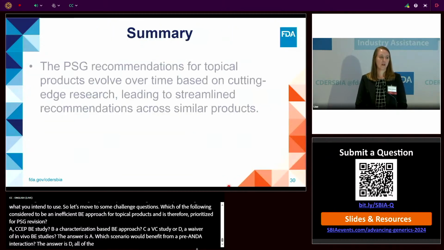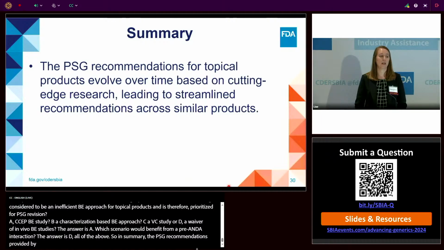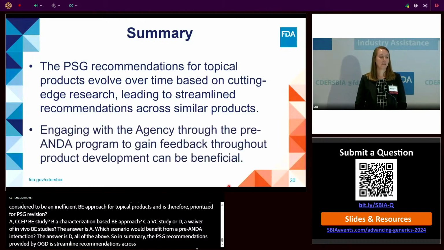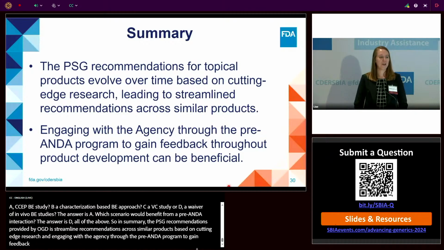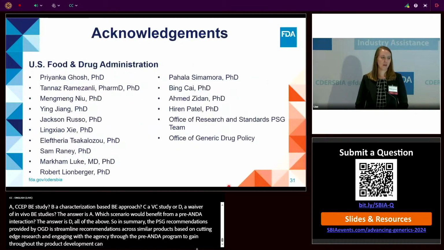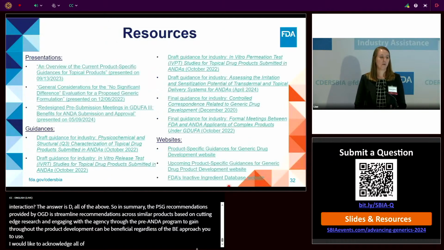So in summary, the PSG recommendations provided by OGD are streamlined recommendations across similar products based on cutting edge research. And engaging with the agency through the pre-ANDA program to gain feedback through product development can be beneficial regardless of the bioequivalence approach you intend to use. I'd like to acknowledge all of my colleagues at the FDA, and here is a list of resources that may be used for reference. So with that, I'd like to thank you for your attention.